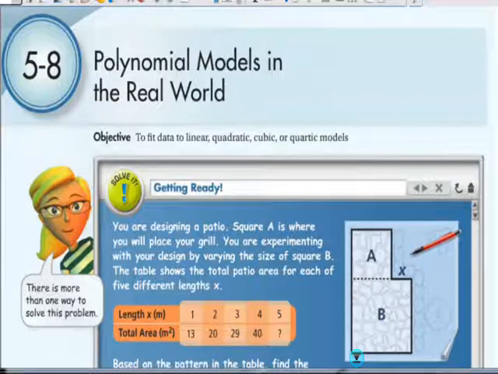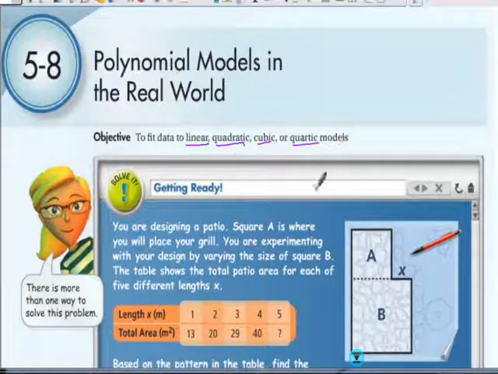Alright everybody, welcome to the 5-8 notes. This is going to be polynomial models in the real world. So already this year we've looked at different kinds of models. We've done linear and quadratic regressions, so we're going to look at those again, and then we're going to add cubic and quartic models also.